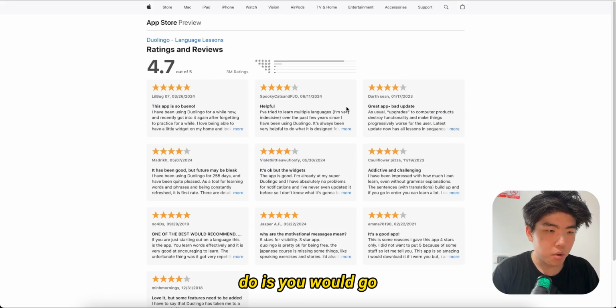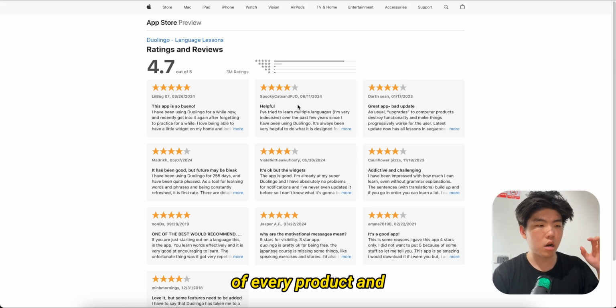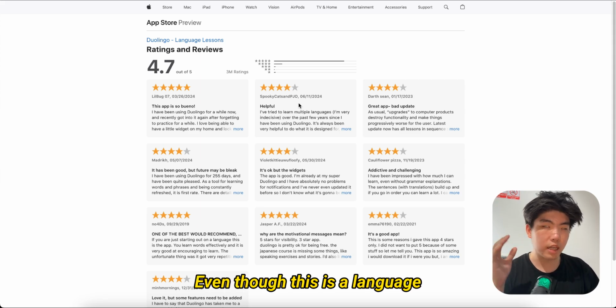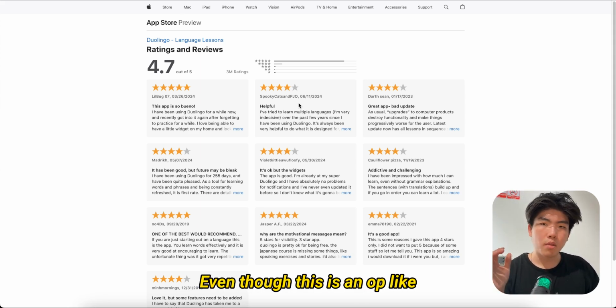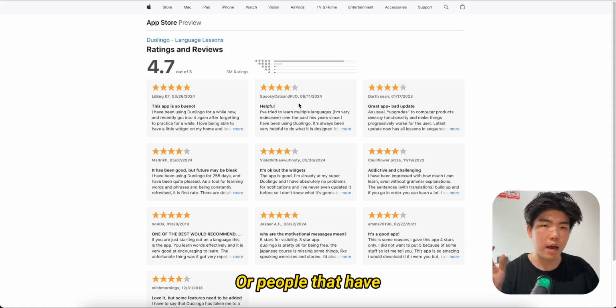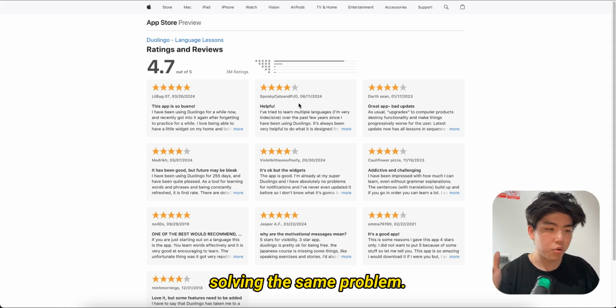And then what you would do is go through all the reviews of every product and service in this category. Even though this is a language learning app, you can find other services that solve the same pain points. Even though this is an app, people that tutor in person or people that have language learning schools are still solving the same problem. You can find the reviews of those things as well.